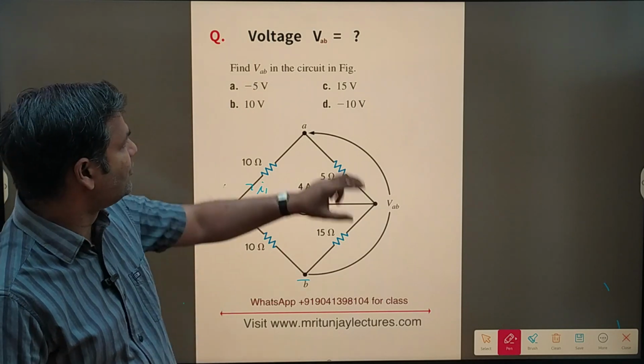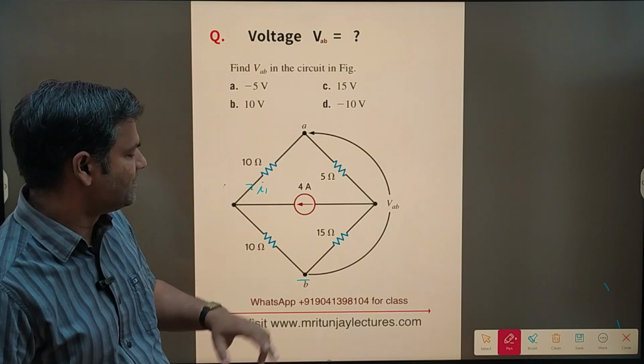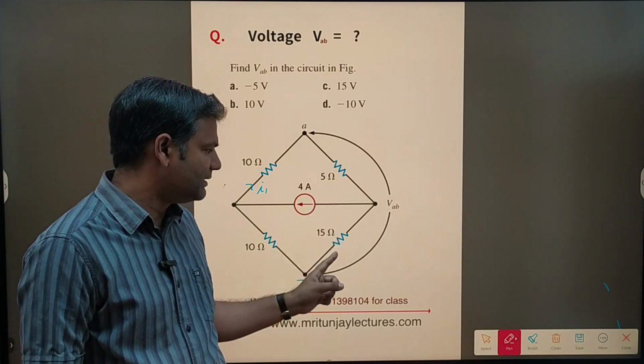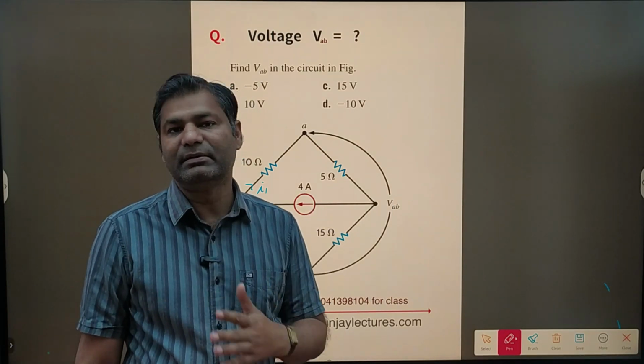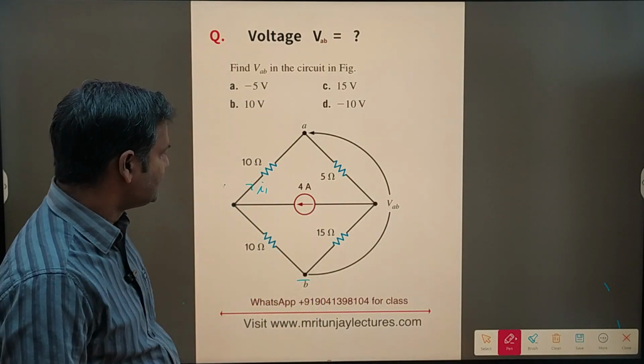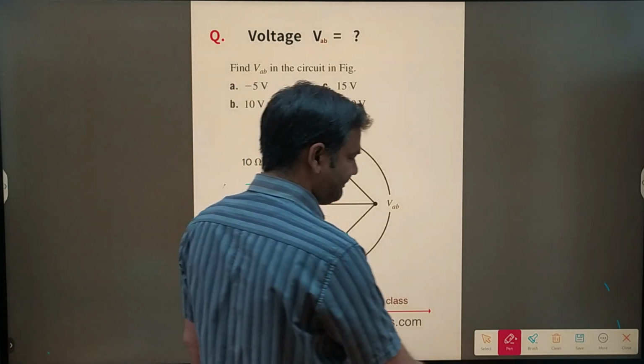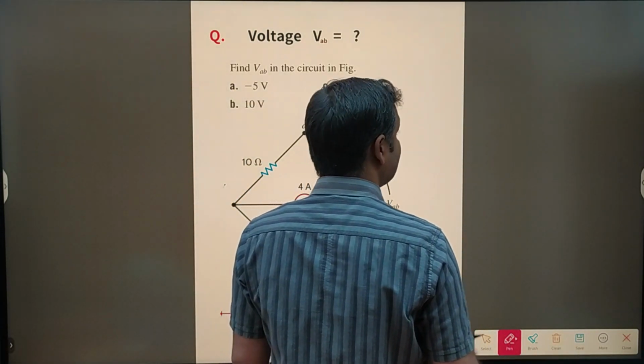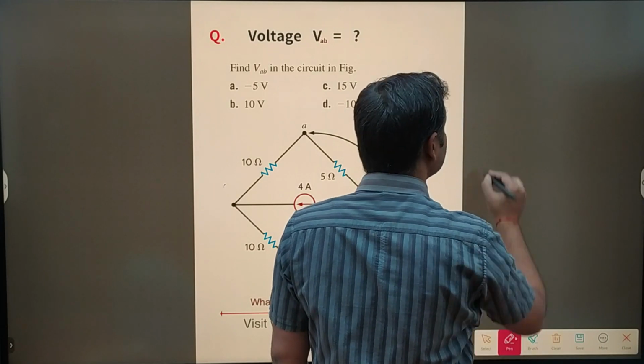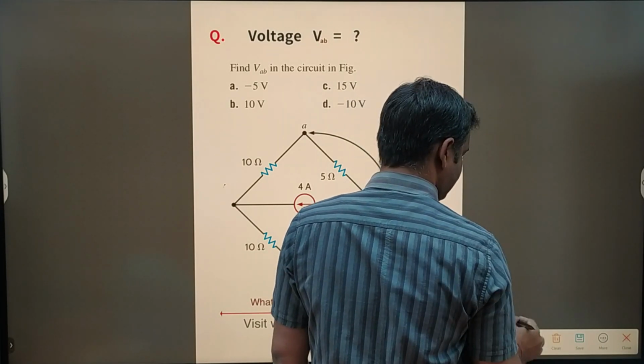Now our motto is to determine the voltage V of AB. So how can it be determined? If you determine the current in this branch, then you can easily determine V of AB. So I know that we are using the current division rule here.